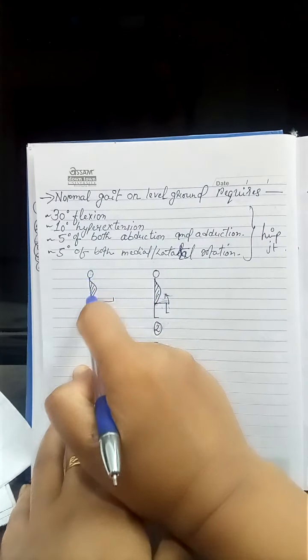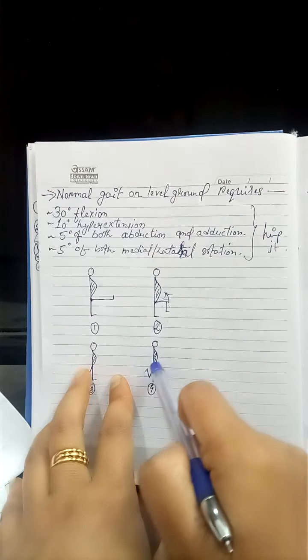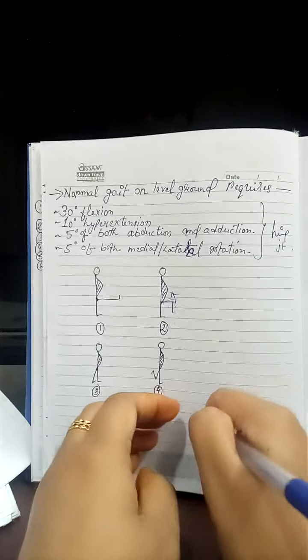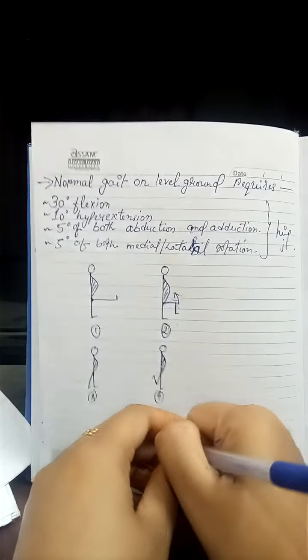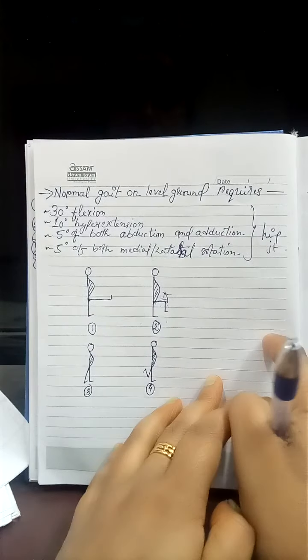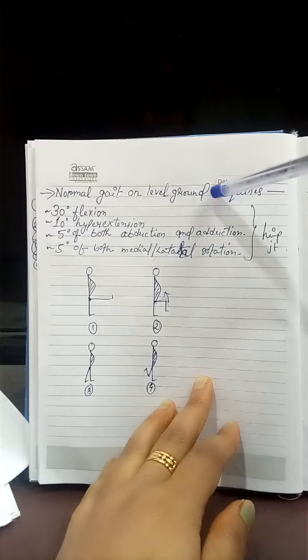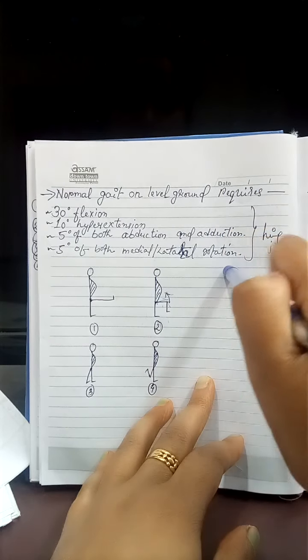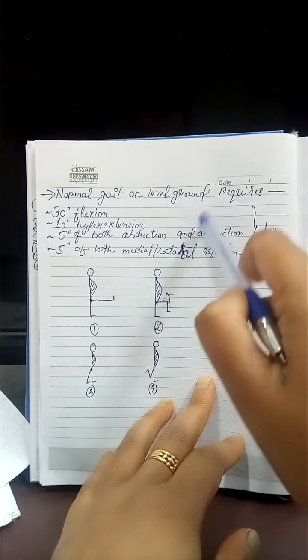Now when we sit on a chair, or sit in a cross leg position, or climb stairs or climb a mountain, at that time the requirement of the range is more. So at that time the range will be increased.